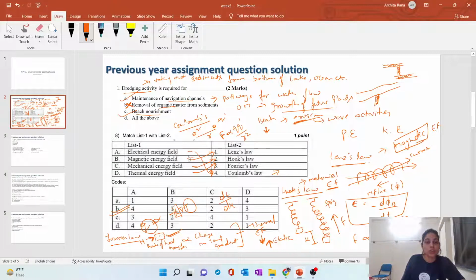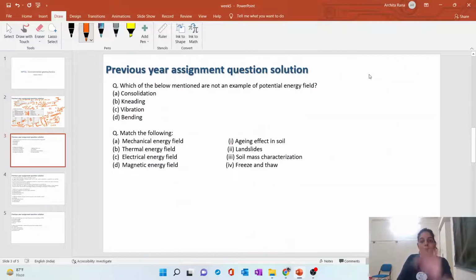Just to revise, Lenz's law is about the magnetic energy field. Hooke's law is about stress and strain applied to a soil, so it is a mechanical energy field law. Fourier law is about heat transfer in a material, hence it is a thermal energy field. And Coulomb's law is about the force between two charged particles, hence it is an example of electrical energy field. Right, so let's move towards the next question.